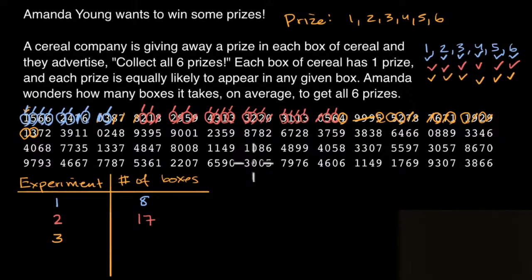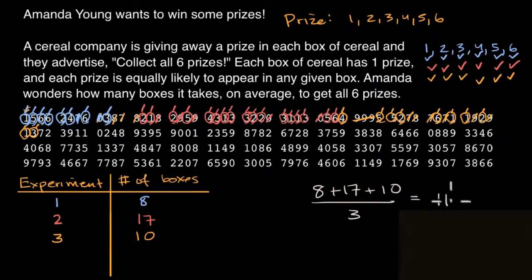So how many valid boxes do we have to go through? Let's see. 1, 2, 3, 4, 5, 6, 7, 8, 9, 10. So it's only 3 experiments. What was our average? Well, with these 3 experiments, our average is going to be 8 plus 17 plus 10 over 3. So let's see. This is 25, 35 over 3, which is equal to 11 and 2/3.